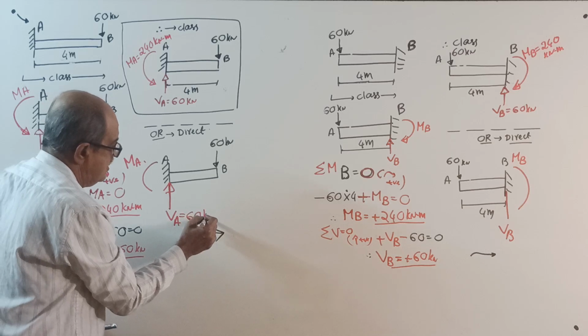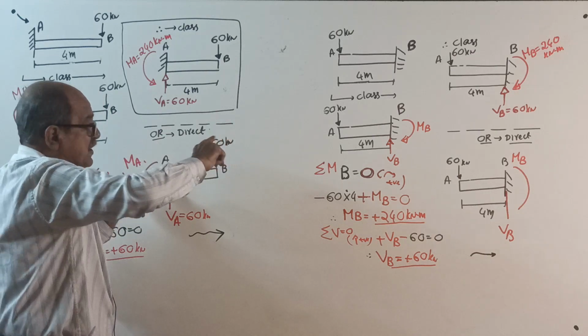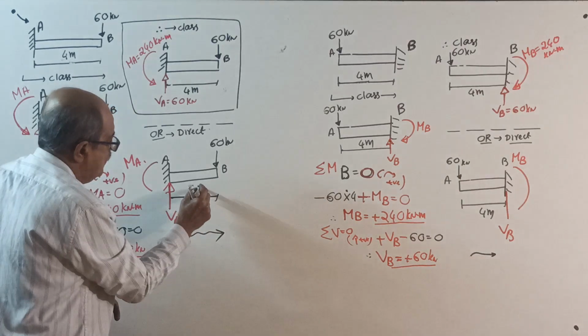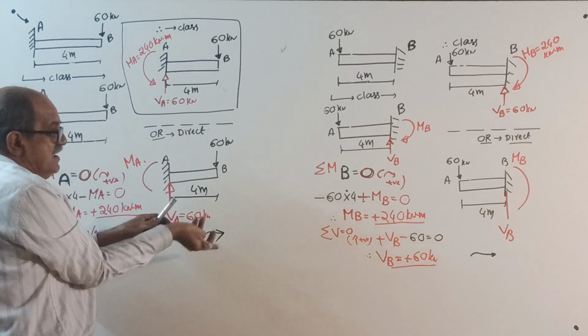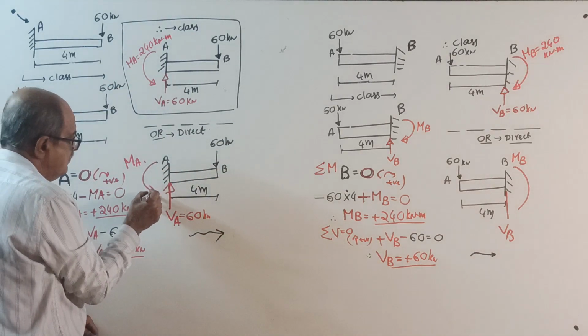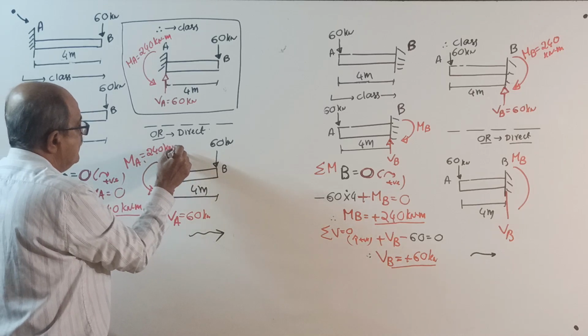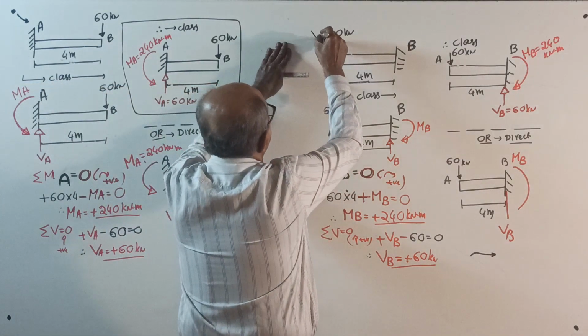60 kilonewton. Put the finger at A. Action with respect to moment: 60 into 4. How is the direction? Clockwise action. Balancing, anti-clockwise. Over. Now write. Now he will solve, see.